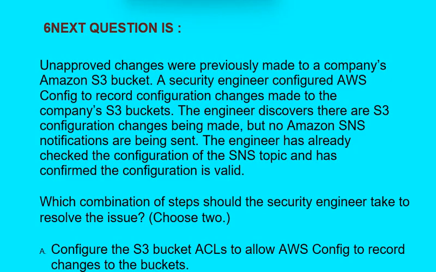Question is unapproved changes were previously made to a company's Amazon S3 bucket. A security engineer configured AWS Config to record configuration changes made to the company's S3 buckets. The engineer discovers there are S3 configuration changes being made, but no Amazon SNS notifications are being sent. The engineer has already checked the configuration of the SNS topic and has confirmed the configuration is valid. Which combination of steps should the security engineer take to resolve this issue? Choose two options.